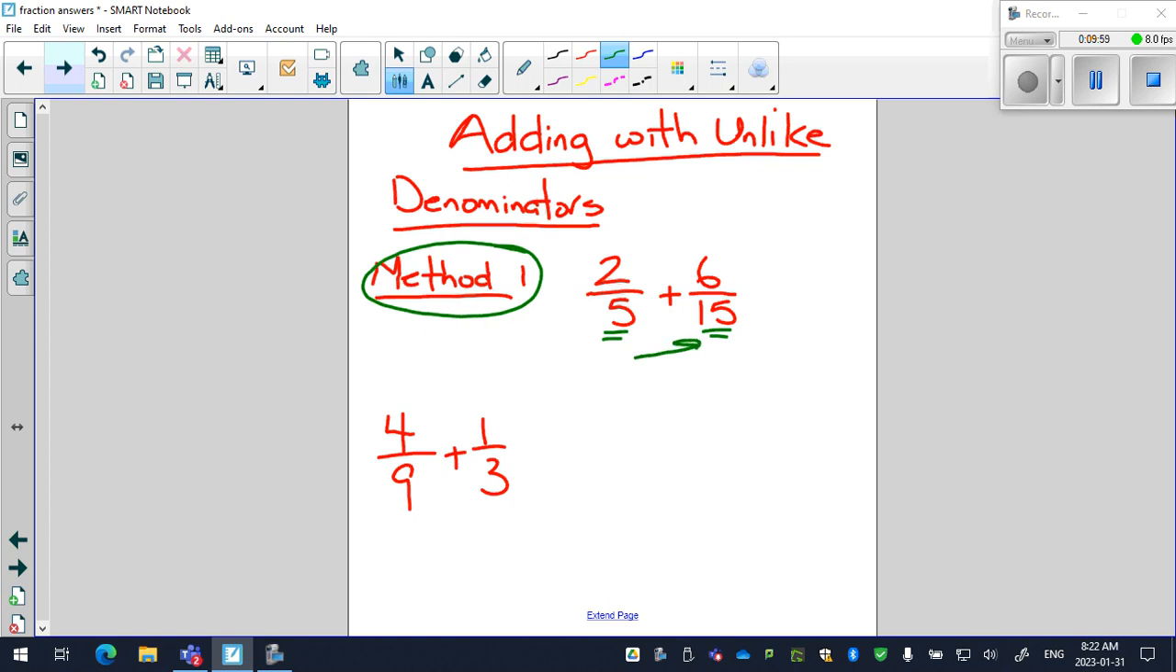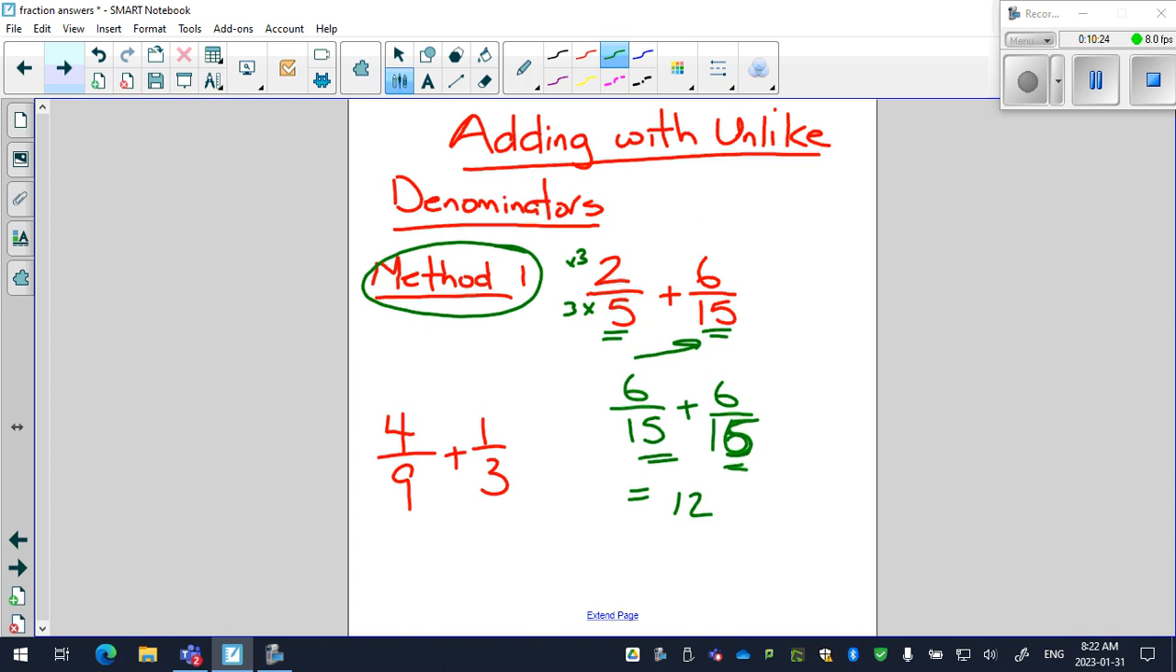So if I want to change this denominator to 15, I would have to multiply it by 3. And you're going to multiply the top as well. So this will give you 6/15. It's just an equivalent fraction of what you had before. And this is also 6/15. Beautiful. So now that you have 6/15 and 6/15, the denominators are the same.